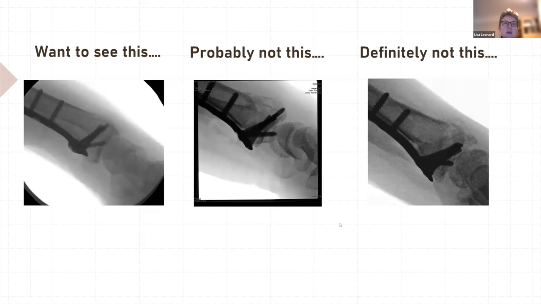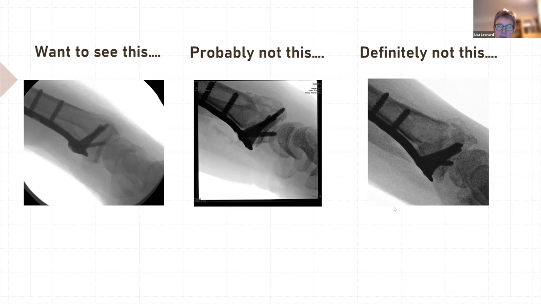This is the good, the bad and the ugly. So you want your x-rays to look like this, where you haven't got the plate sticking out beyond the end of the radius, and the screws aren't too long. You probably don't want it to look like the middle picture, where the plate is really too distal, it's sticking out, that's risking your FPL, and the screws are really only just subchondral. But it is difficult if you've got a very distal fracture. Well, we've got a few tricks up our sleeve to sort that out when we get to the discussion bit at the end. And you definitely don't want it to look like the right hand picture.